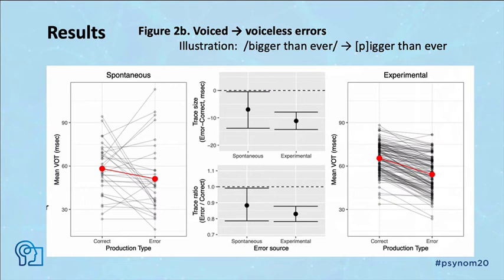The center panel shows the mean trace size and ratio for both spontaneous and experimental errors. This allows us to compare the two types of errors. The error bars indicate 95% confidence intervals. The overlap in these intervals means that we cannot reject the null hypothesis that there is no difference between the two types. It seems, therefore, that trace effects are not limited to the lab and are in fact attested in natural speech.